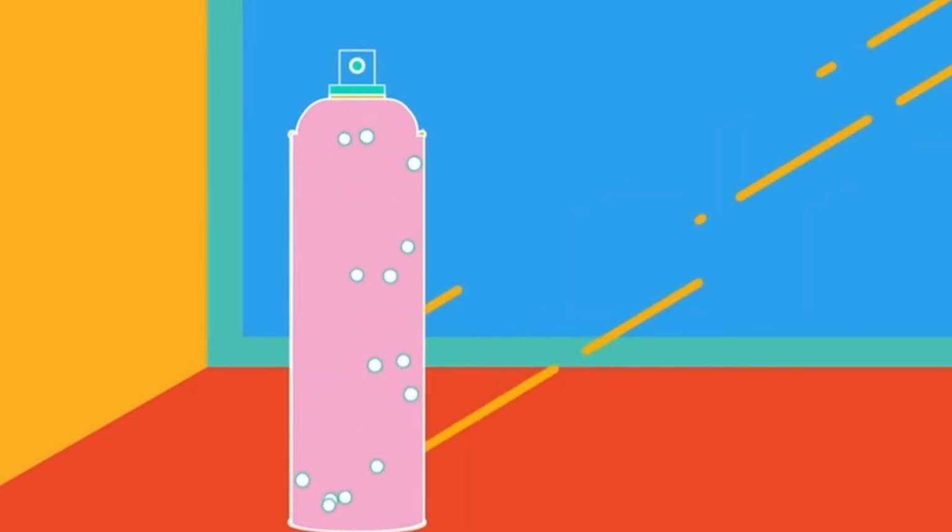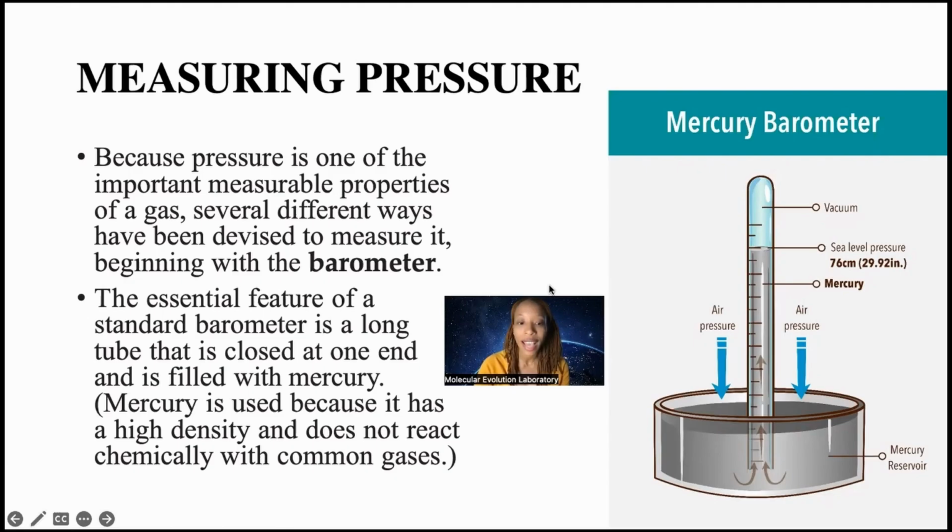Because pressure is one of the important measurable properties of a gas, several different ways have been devised to measure it, beginning with the barometer. The essential feature of a standard barometer is a long tube that is closed at one end and is filled with mercury. Mercury is used because it has a high density and does not react chemically with common gases. So here we can see we have a reservoir with mercury. We have a cylindrical tube as well with mercury, and here we have a vacuum.